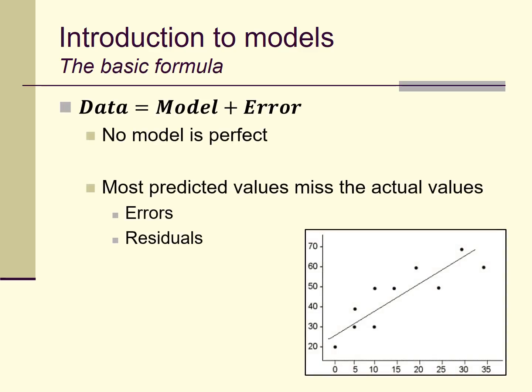Now, no model is perfect. All models have a certain amount of error associated with them, which we sometimes call error, we sometimes call residuals. Those are the discrepancies between the predicted value that the model says a particular case should have and the actual value that that case has.